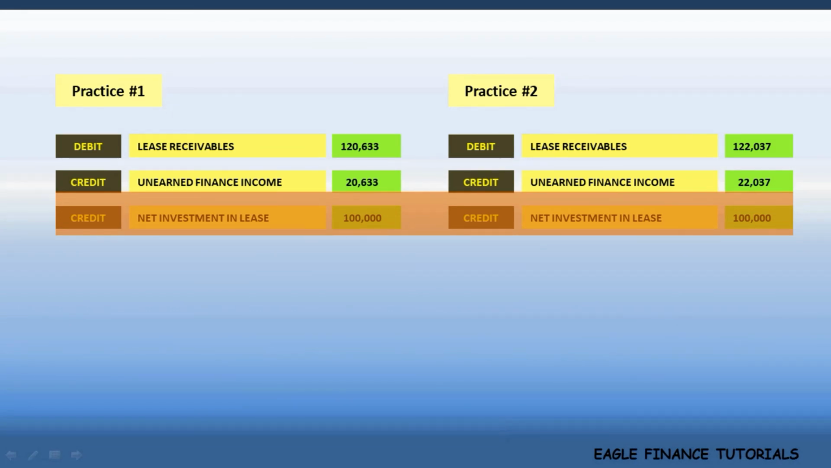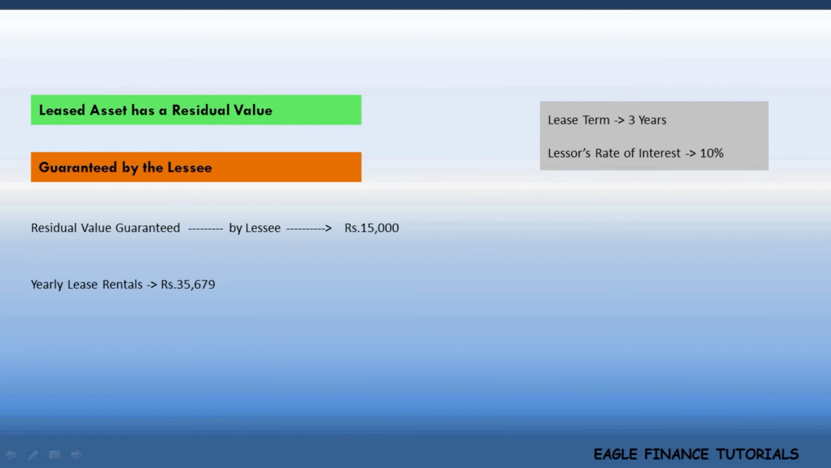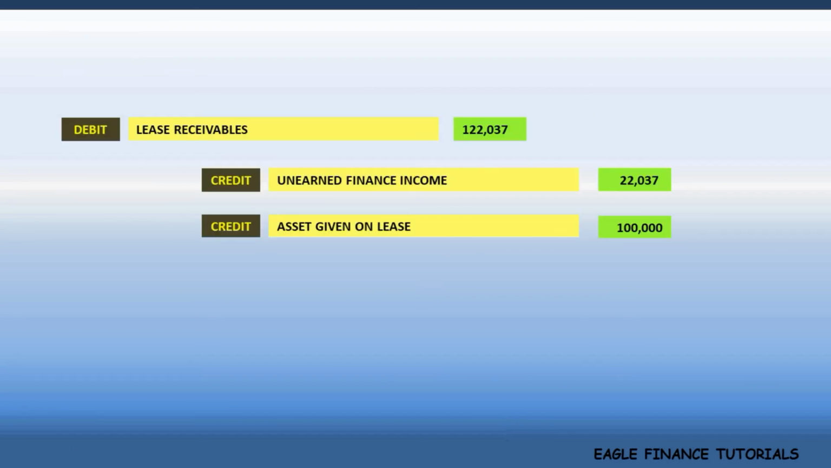In this instance, the guarantee for residual value is provided by the lessee or someone for him. What if the guarantee is provided by a third party? How would the entries be then? It is just the same way as when the guarantee is by the lessee. Let's make a quick comparison of the entries under different situations.